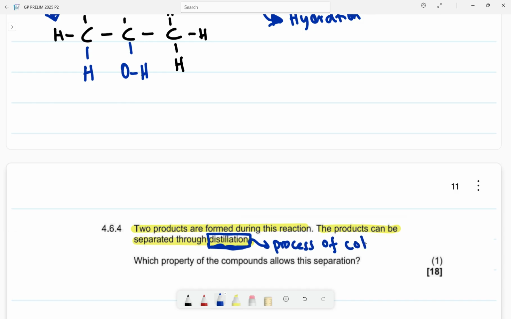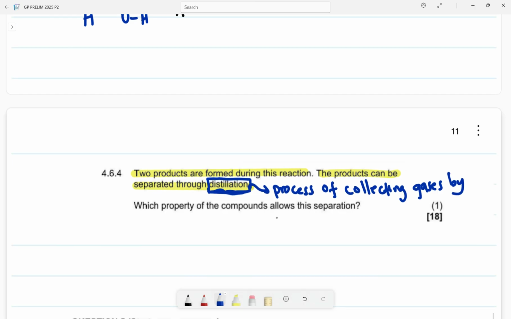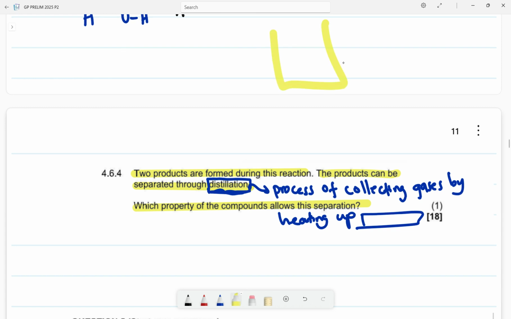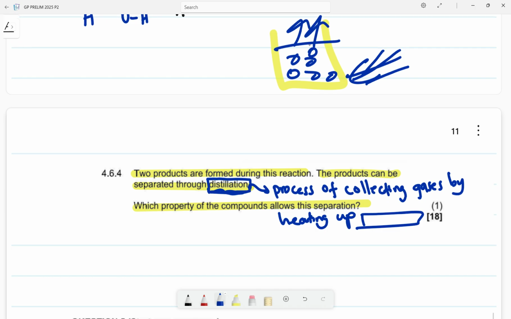of collecting gases by heating up whatever the thing is. Okay, so they ask which property of the compounds allows the separation. So distillation works in such a way. Let's say inside the container we have different compounds. Remember different compounds have different boiling points. So when they heat this up, the one with the lower boiling point will escape first. It will form more vapor fast.